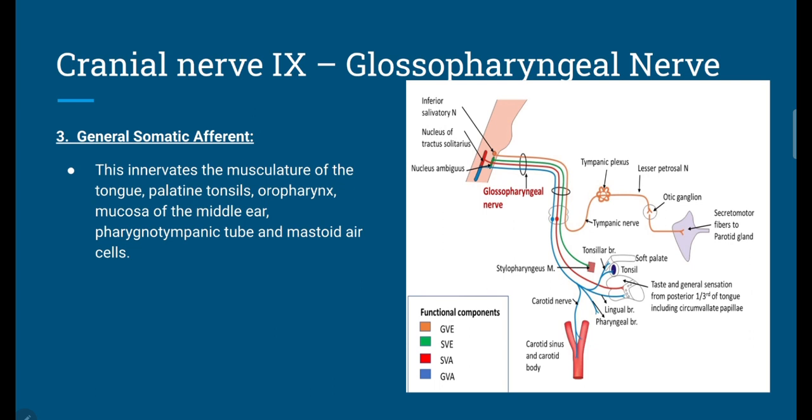The third functional component of the glossopharyngeal nerve is the general somatic afferent, and this innervates the tongue, palatine tonsils, oropharynx, mucosa of the middle ear, pharyngotympanic tube, and the mastoid air cells. So you see here in the diagram, you have the tympanic plexus right there, and the otic ganglion, with the tympanic nerve going up right there.